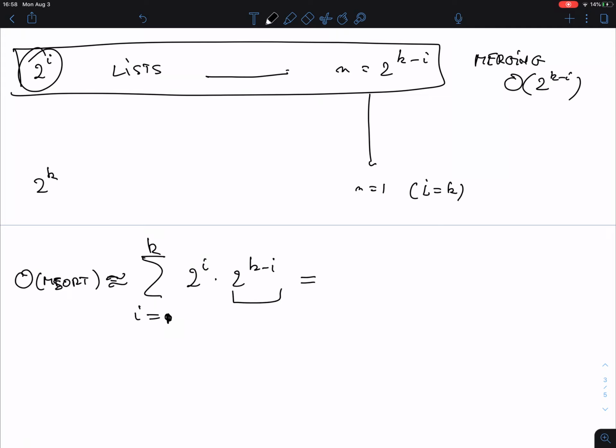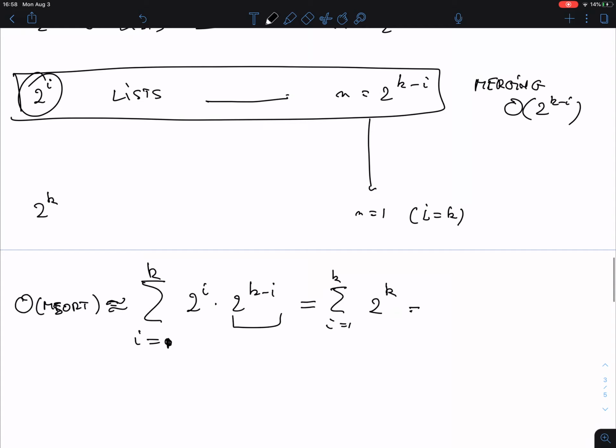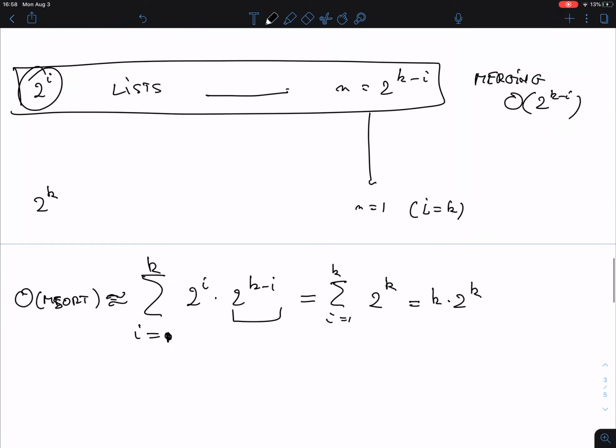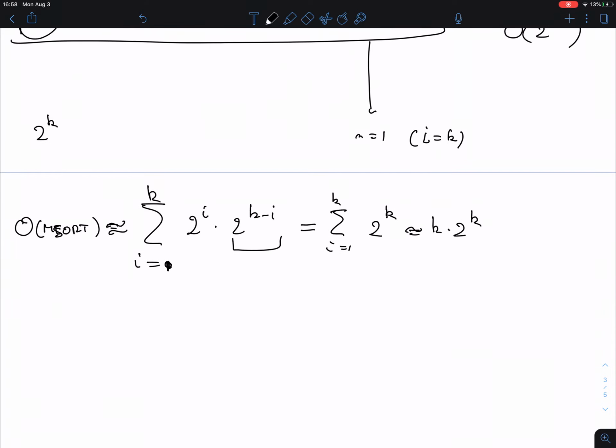Well, let's work out what this number is. 2^i times 2^(k-i), so the summation for i from 1 to k of 2^k. But if you add k times this same number, what you get is k times that number, right? That's just because it's each time the same number. You're not doing anything there. So this is the complexity. It's about, well, I should always say about, this many steps that we have to do.